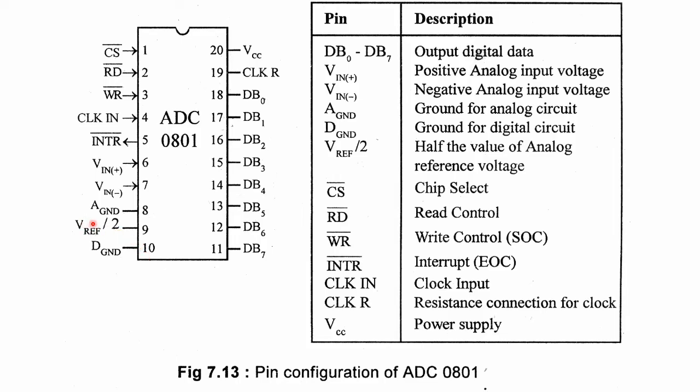This is V reference by 2. For example, if V reference is 5 volts, then we can apply 2.5 volts here. And these are the corresponding digital outputs, from DB0 to DB7. Pin number 19 stands for the resistance connection for a clock, and pin number 20 stands for VCC, typically 5 volts. So this is the pin diagram and pin description of the 0801 analog to digital converter.